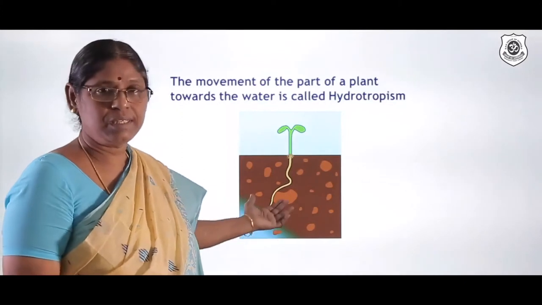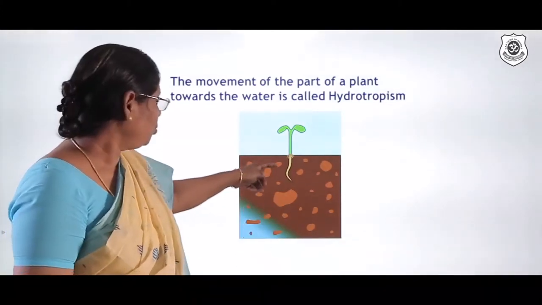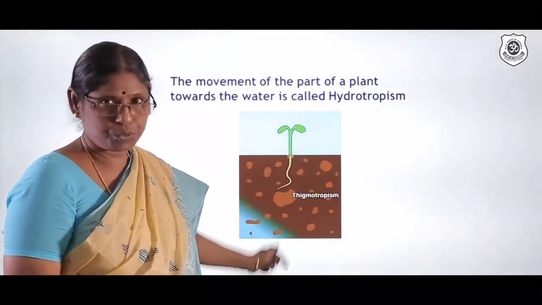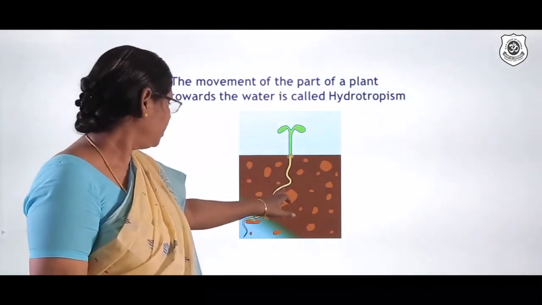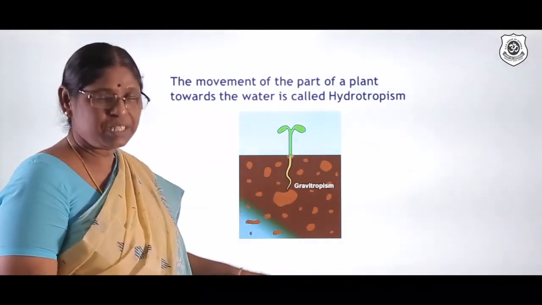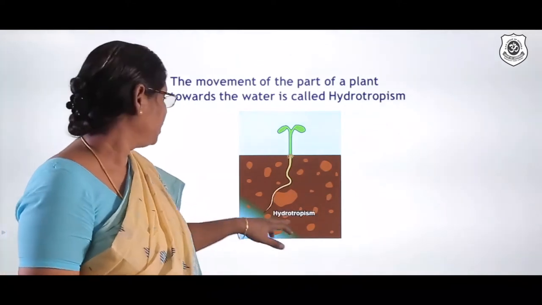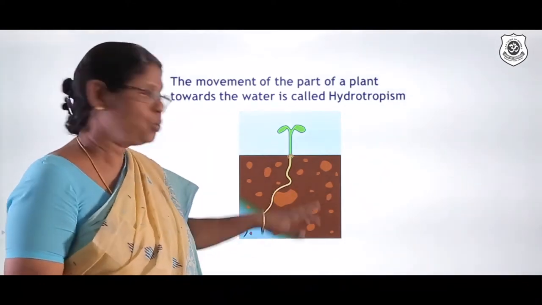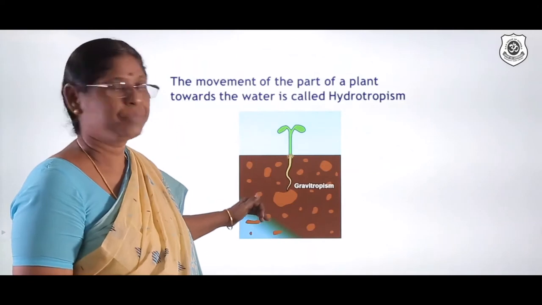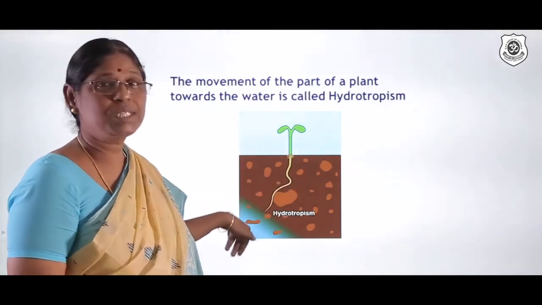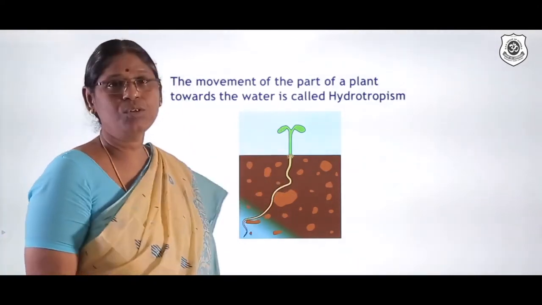Now you can see in this picture, the root is growing down, that is due to geotropism, and when it grows in search of water, wherever it finds water, towards that side the root will be growing. So this movement is towards the water, so we call it hydrotropism.